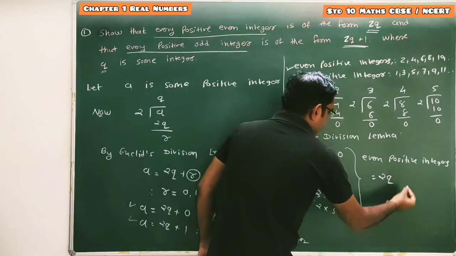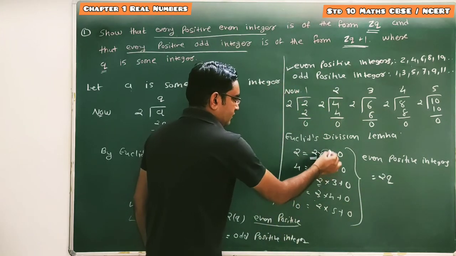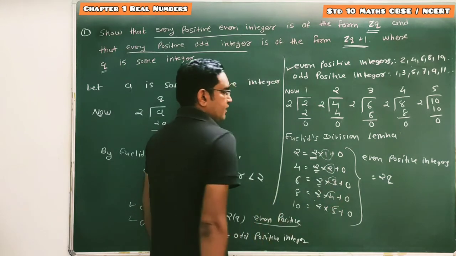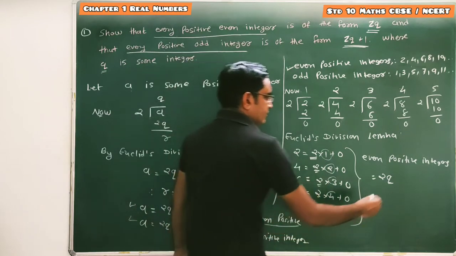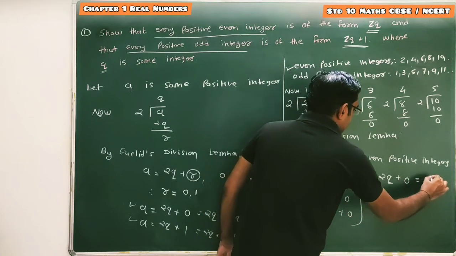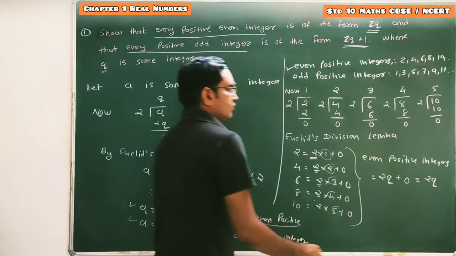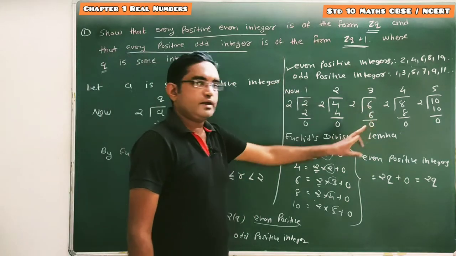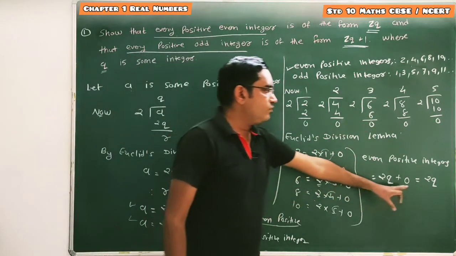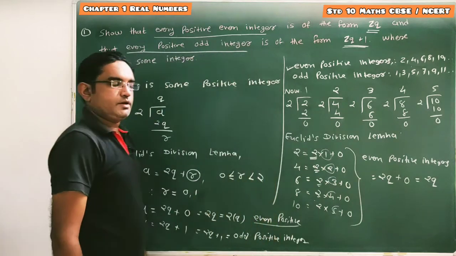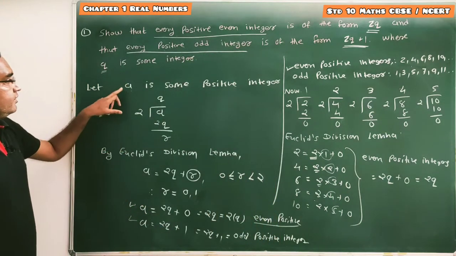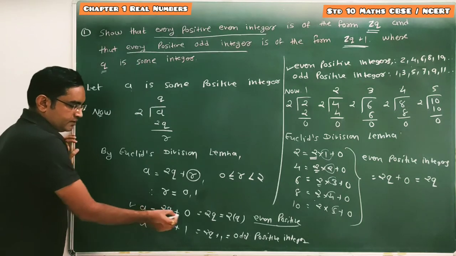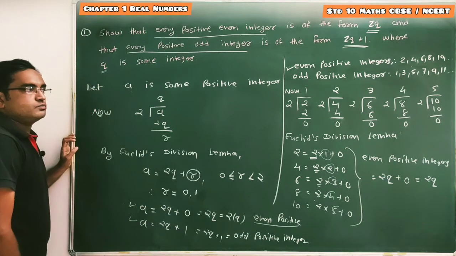2 into q, where q is some integer. We can take q as 1, 2, 3, 4, 5, any positive integer, and for any integer plus 0, that is equal to twice of q. Done. So this is how you can show even positive integers can be represented in the form of 2 into q. Clear? So here we have proved that any positive even integer can be written in the form of 2 into q.